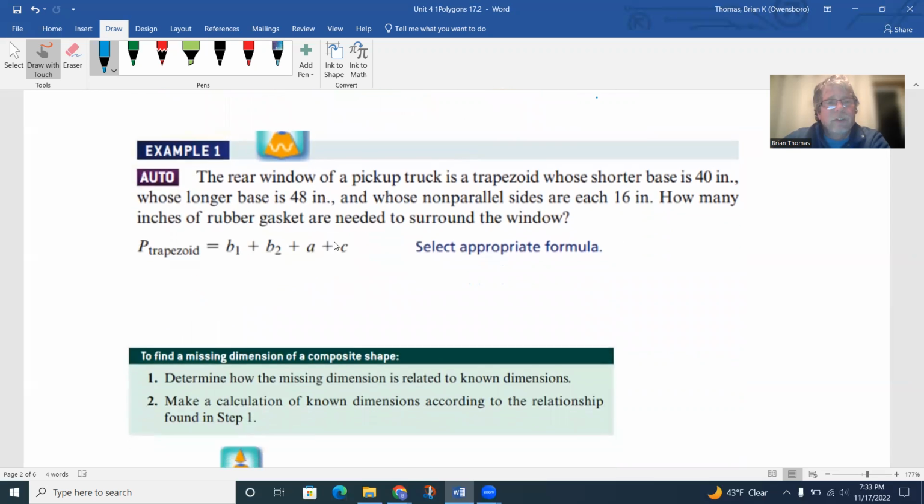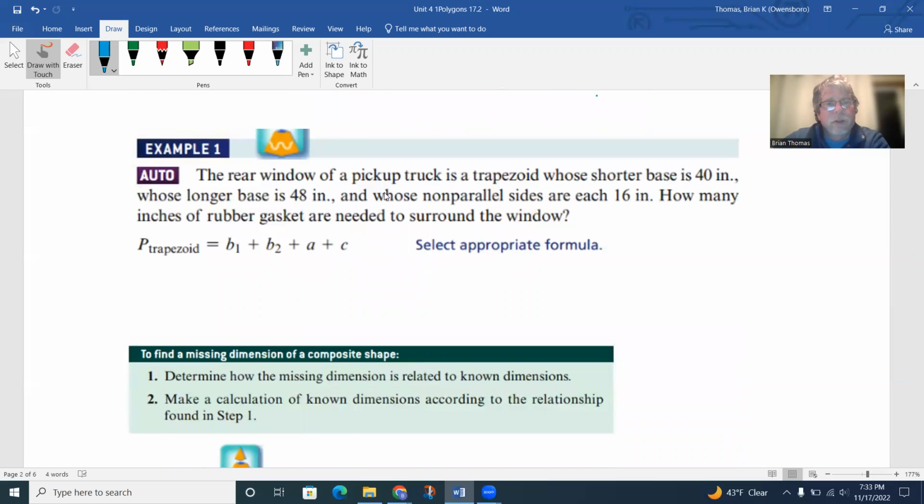So let's look at our first example. The rear window of a pickup truck is a trapezoid whose shorter base is 40 inches, whose longer base is 48 inches, and whose non-parallel sides are 16 inches each. How many inches of rubber gasket are needed to surround the window?